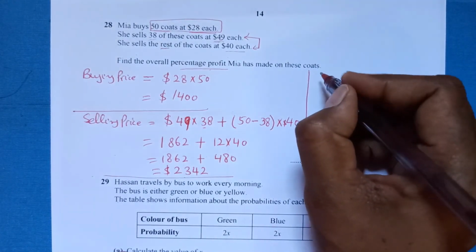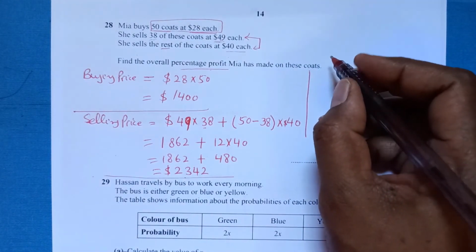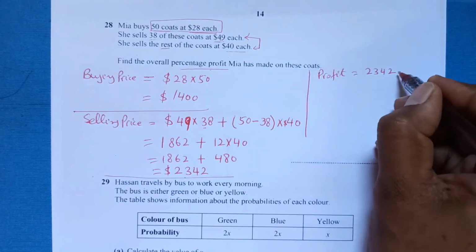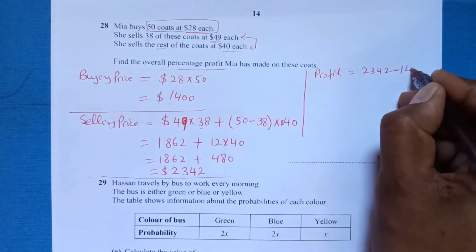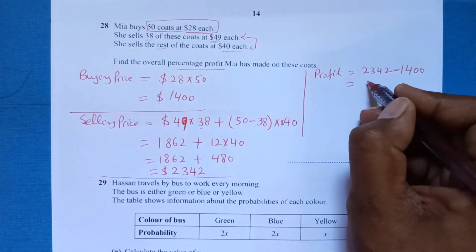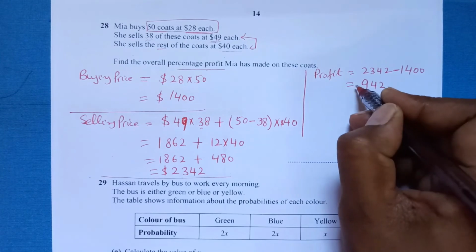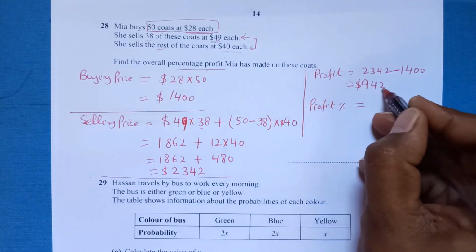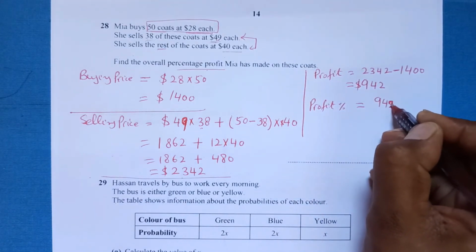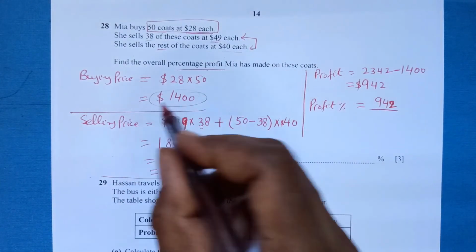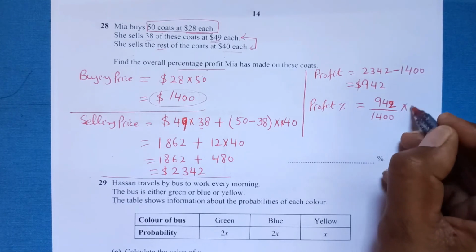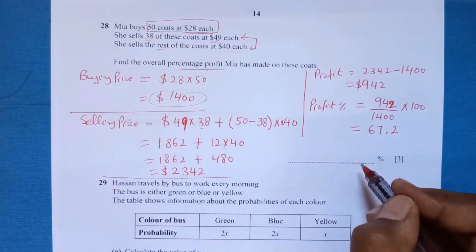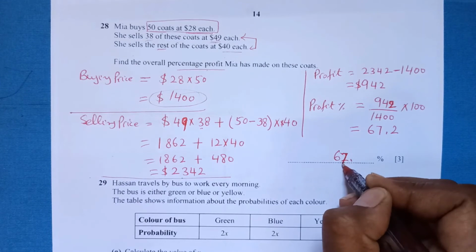So now we need to calculate the profit. So what is the profit? First we are going to subtract this to find out the profit. So profit is 2,342 minus 1,400. So subtract this, you will get here $942. So we need profit percentage. So profit percentage will be the profit made on the starting price, which was 1,400, times 100. So when you calculate this, it is 67.2 percent.